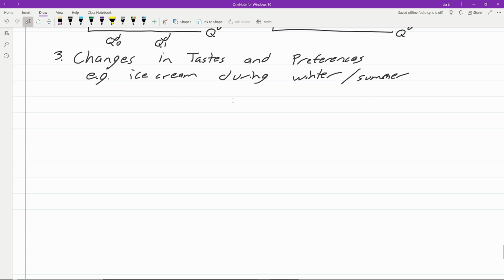So yeah, this is pretty vague and open-ended, but hopefully it makes sense, right? Changes in people's tastes and preferences, what they like, what they might not like, of course, can change over time, and demand will reflect that.